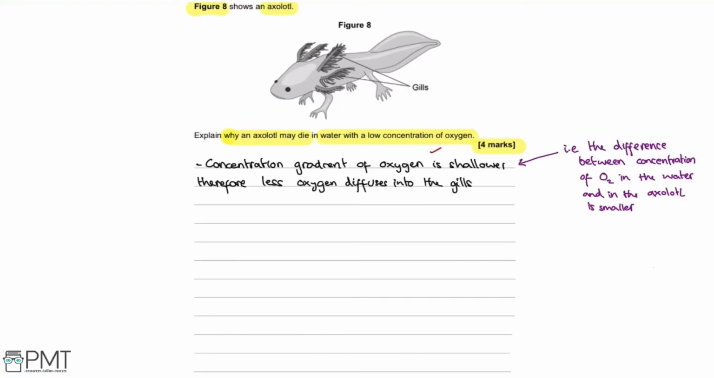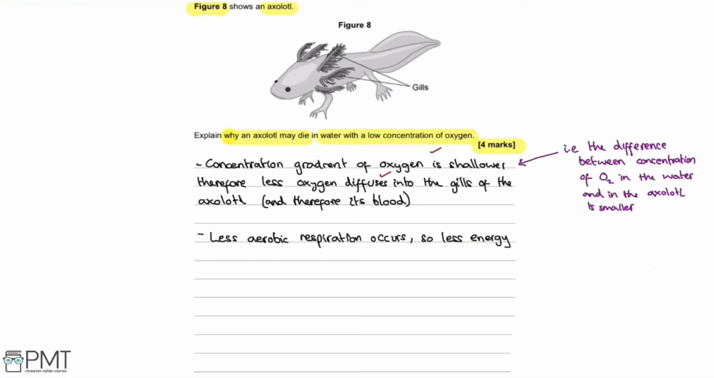So less oxygen diffusing into the gills of the axolotl will result in less oxygen making it into the creature's bloodstream. So this oxygen is needed in the bloodstream in order for the axolotl to carry out aerobic respiration, so the type of respiration that does use oxygen. And when this can't happen, less energy is going to be released. And without that energy, less metabolism can take place. So metabolism describes all of those chemical processes that go on inside the body to keep it functioning normally and to keep the organs working.